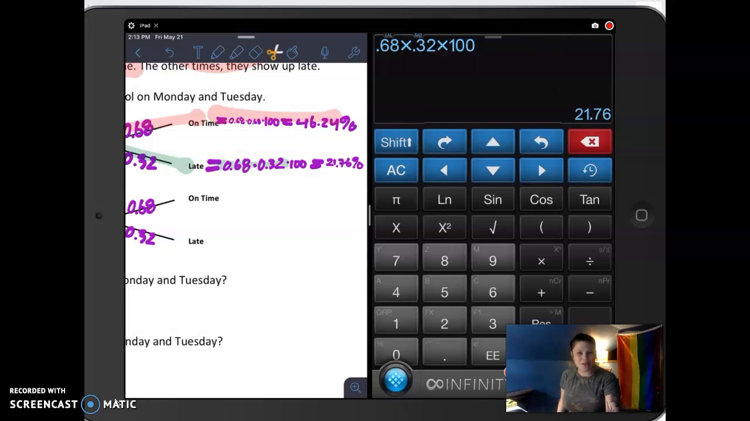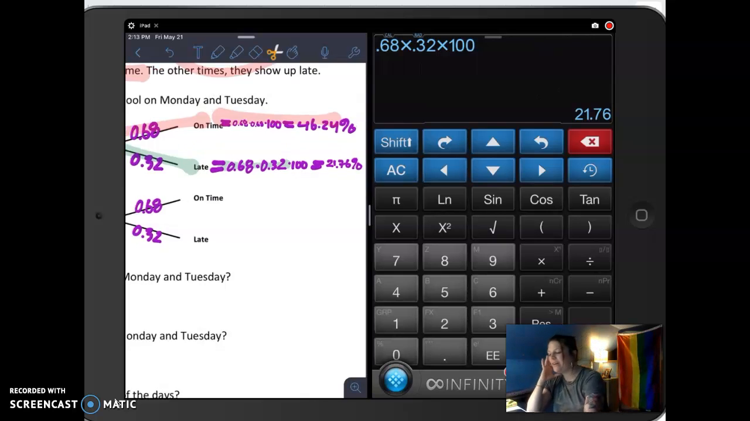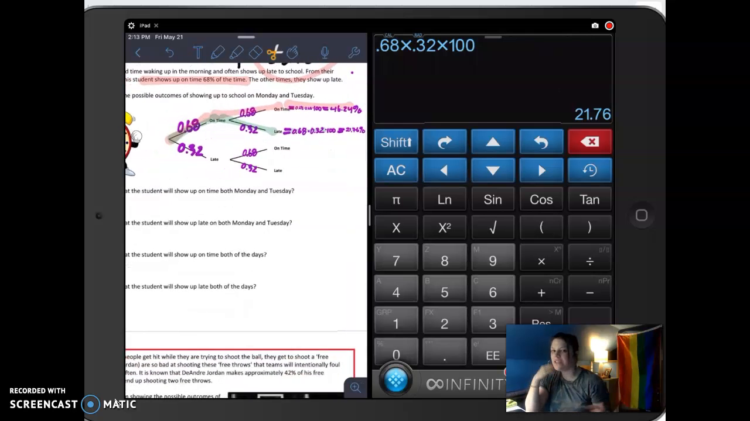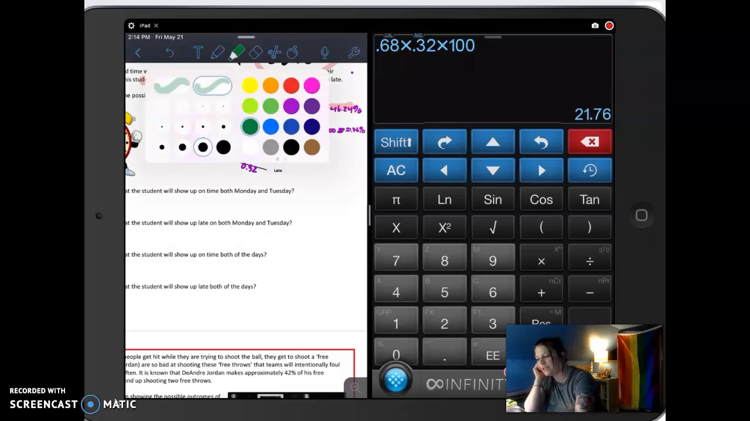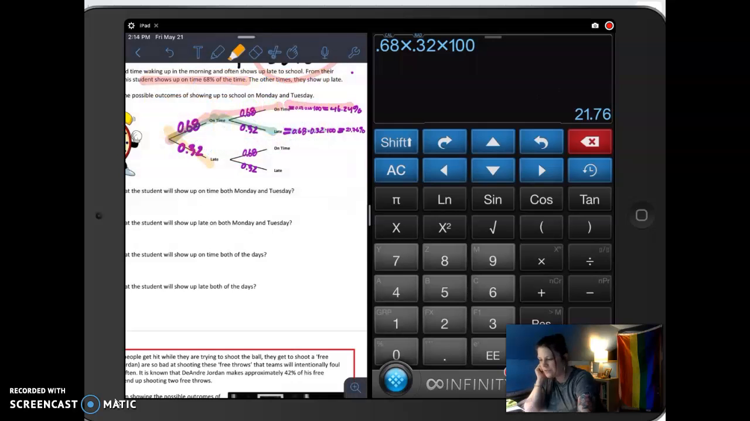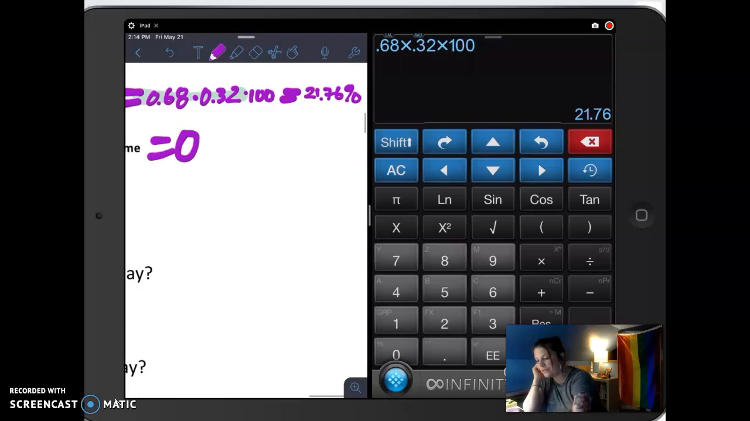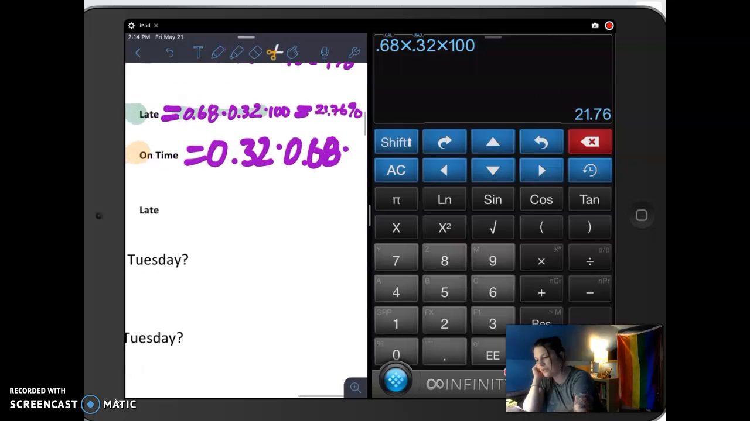Let's keep going. We got to do all of these. Now, as you do more and more of these, you'll start to see patterns and you won't have to do quite as many of these problems. Also, you get more and more efficient, so it'll get easier and easier. So now what could happen is she could be late on Monday and on time on Tuesday. So let's do that one. It would be the probability of late times the probability of on time times 100 to turn it into a percent.